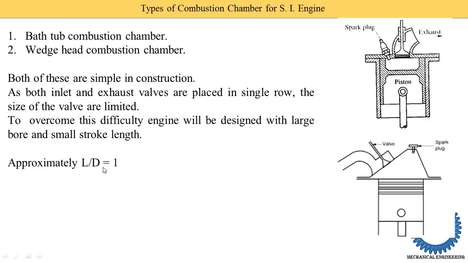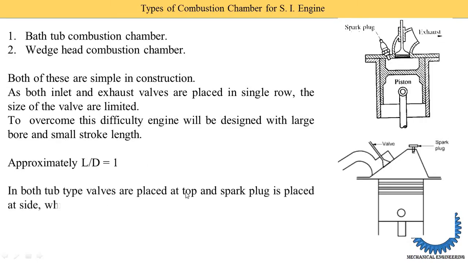Approximately stroke length upon the bore diameter is equal to 1. Means suppose the diameter is 10 centimeters, then the stroke length is also 10 centimeters. So both are the same, then the L by D ratio is equal to 1. So the L by D ratio is equal to 1, and it is also known as the square engine.